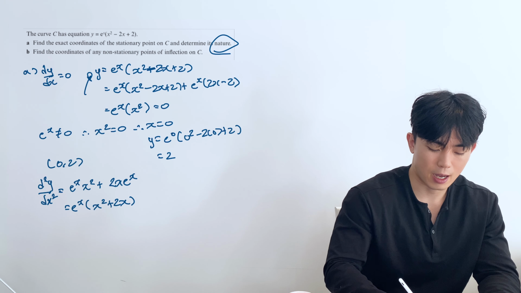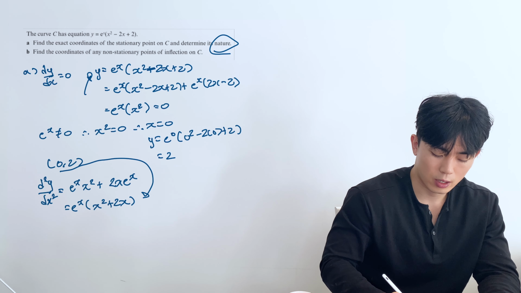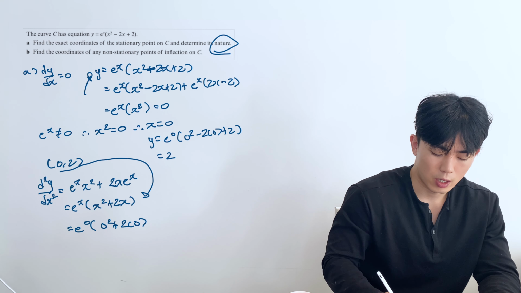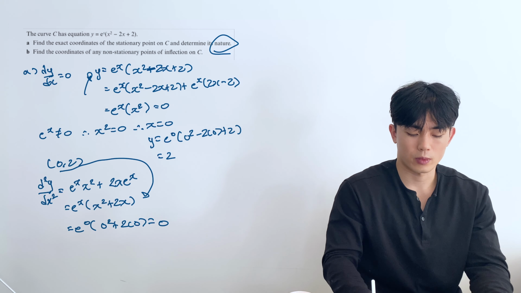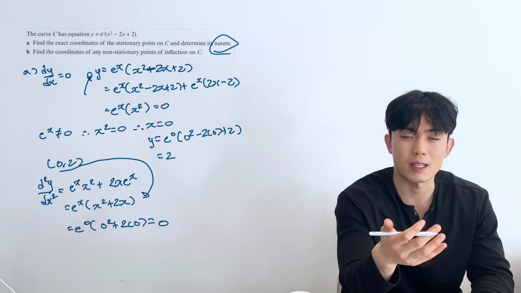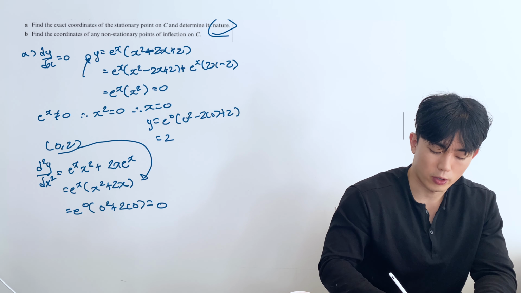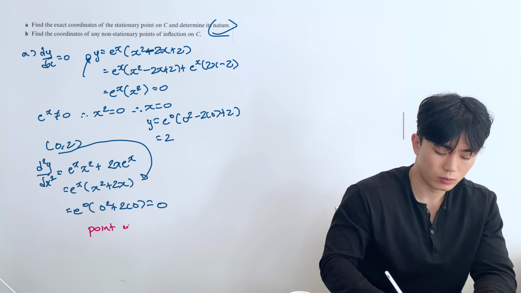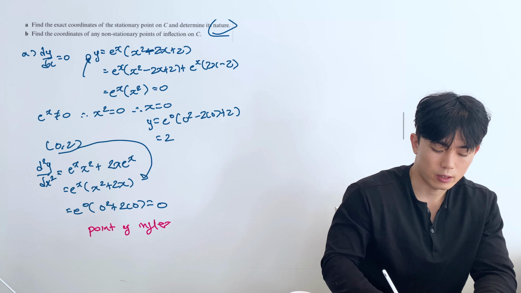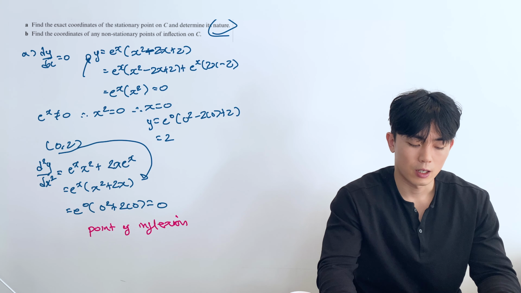And we just plug in our x value, which is 0, into here. So we get e to the 0, 0 squared plus 2 times 0, which is actually equal to 0. Right, so if it's equal to 0, it means that it's neither a maximum point or a minimum point. In fact, it's a point of inflection, like so. Okay.